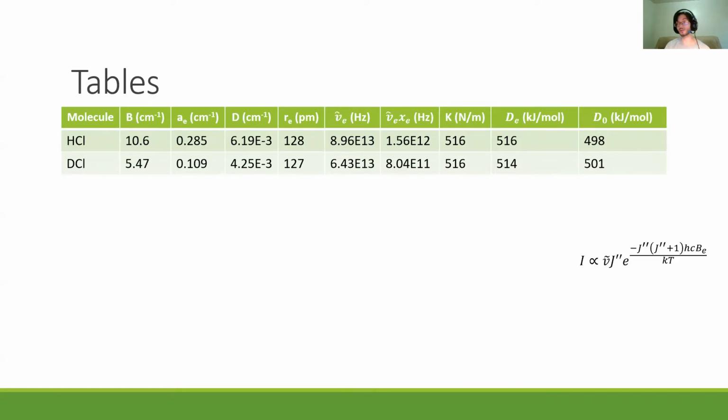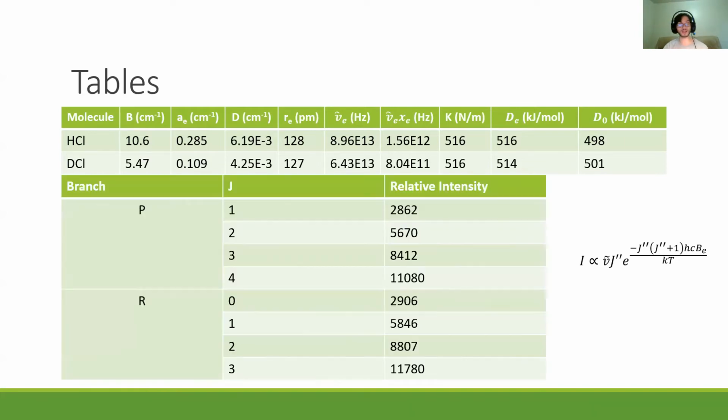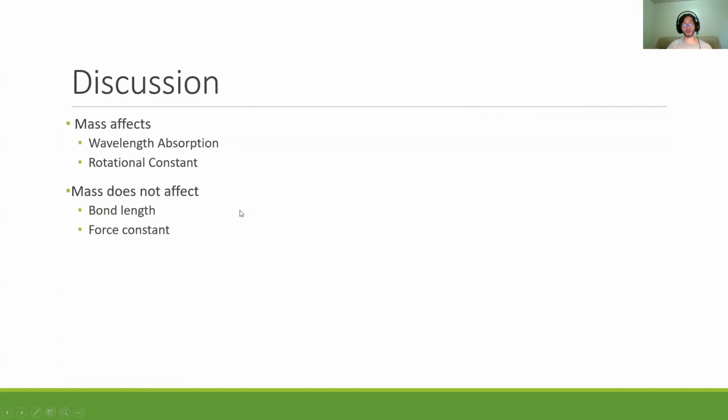And not only that, but we can also see the relative intensities of these peaks by this formula. And since it's only proportional, we can only do the relative intensity. But if you do that, you can see here that if you just pick the first four, the relative intensities are a little bit different for HCl and for DCl, this is for HCl, so for the different P and R branches.